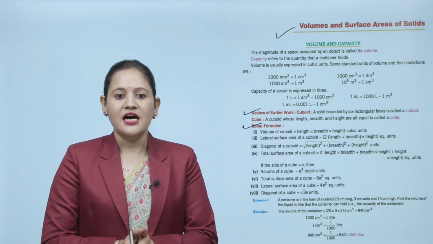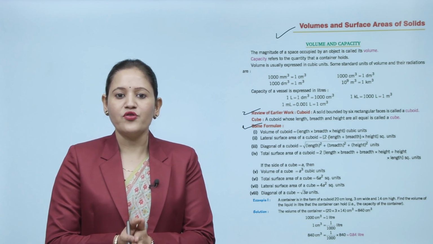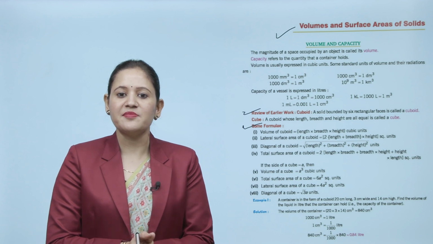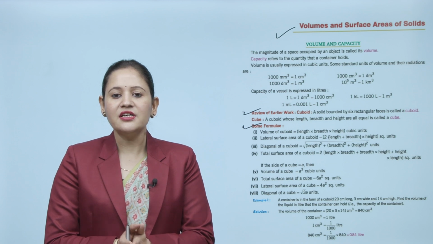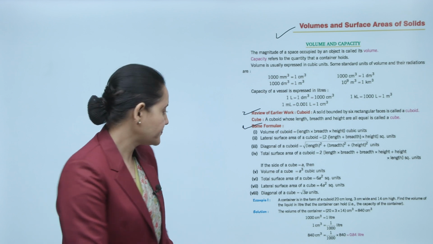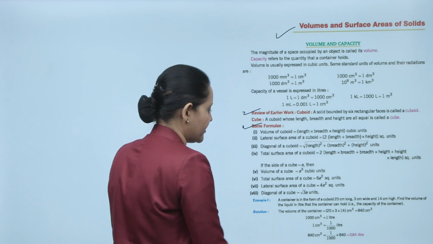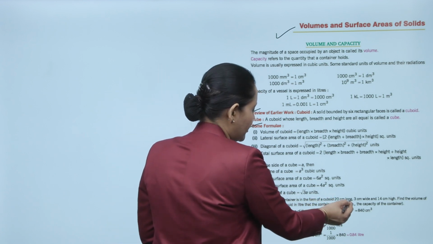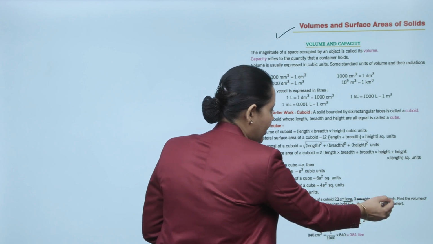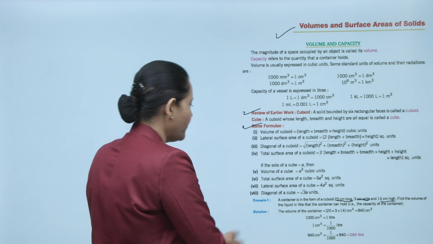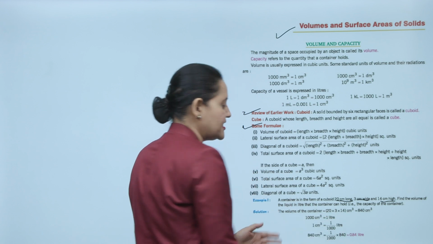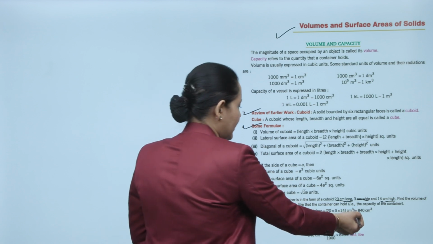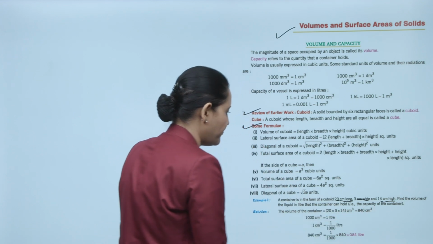Let's take an example. A container is in the form of a cuboid 20 centimeter long, 3 centimeter wide and 14 centimeter high. Find the volume of the liquid that the container can hold. We have to find the capacity of the container. The container is cuboid shaped, 20 centimeter long, 3 centimeter wide and 14 centimeter high. So the volume of the cuboid is 20 into 3 into 14, that is length into breadth into height, which is 840 centimeter cube.